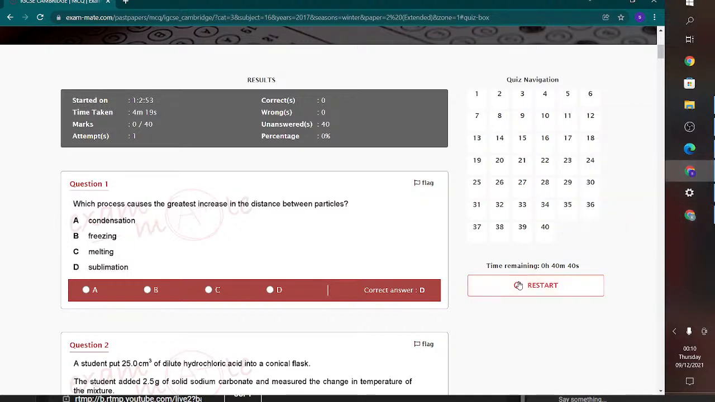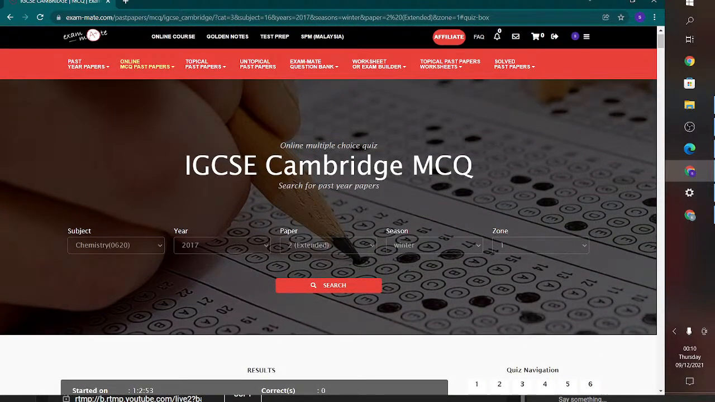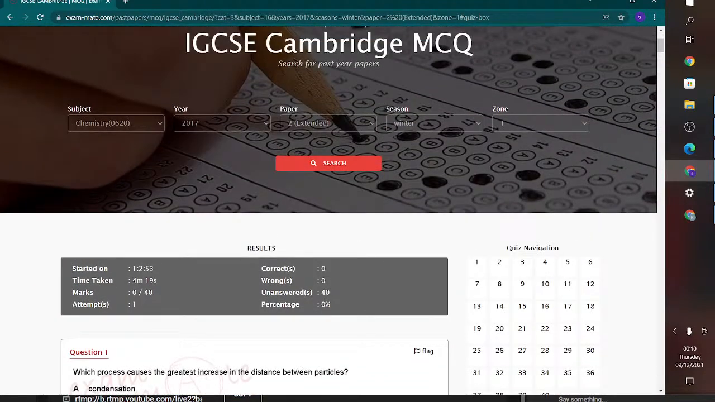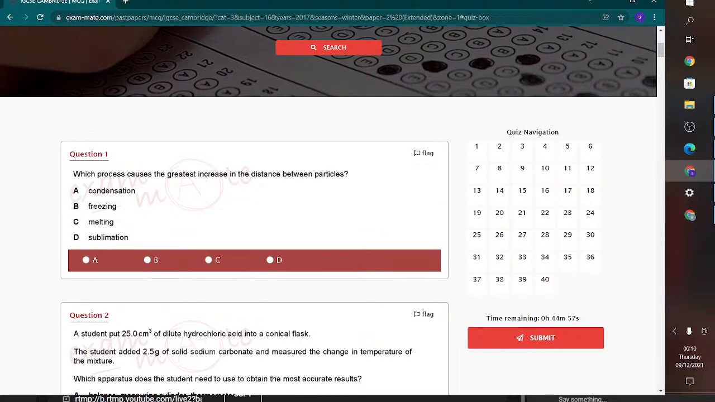Okay. Today we are going to be solving 2017 October/November chemistry MCQ questions. Which process causes the greatest increase in the distance between particles? To cause the greatest increase, it should be from solid to gas, so it must be D.